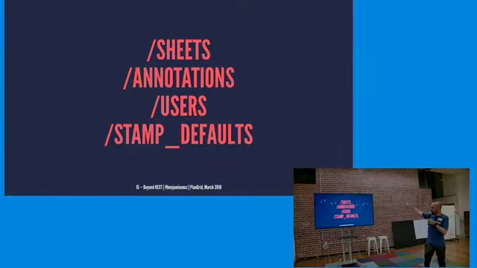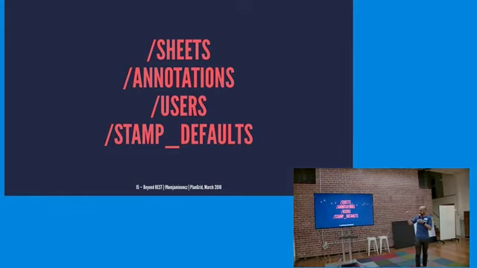I won't go into all these concepts in detail, but we have to fetch sheets, we have to fetch annotations, which are the squiggles that you can see on the plan, on the blueprint. We have to fetch a list of users for checking permissions, for being able to assign things to users. And we fetch a thing called stamp defaults, which is something for our progress and issue tracking tool. But the point is we have to fetch a lot of data to render a single page.